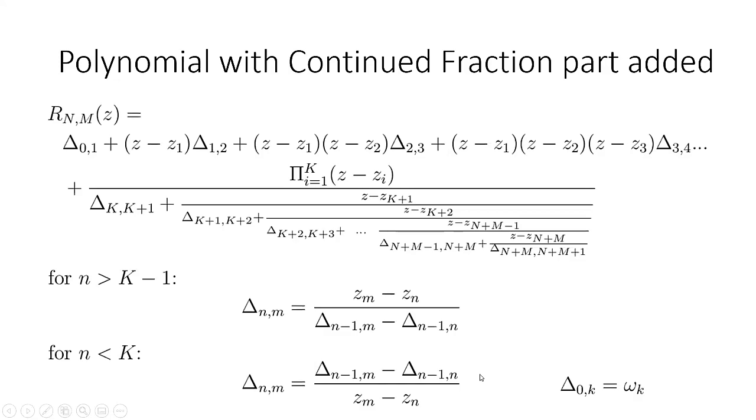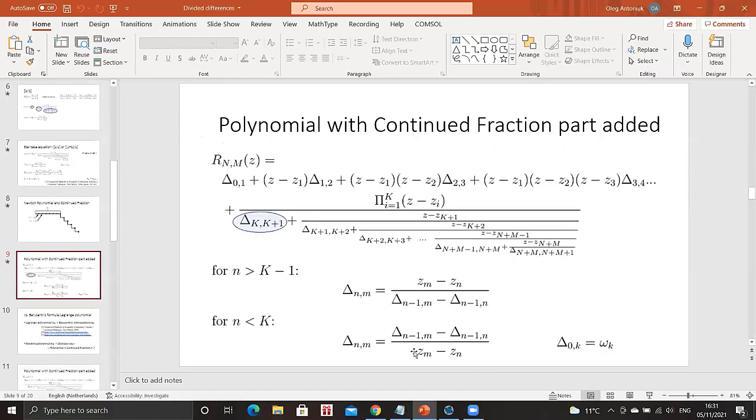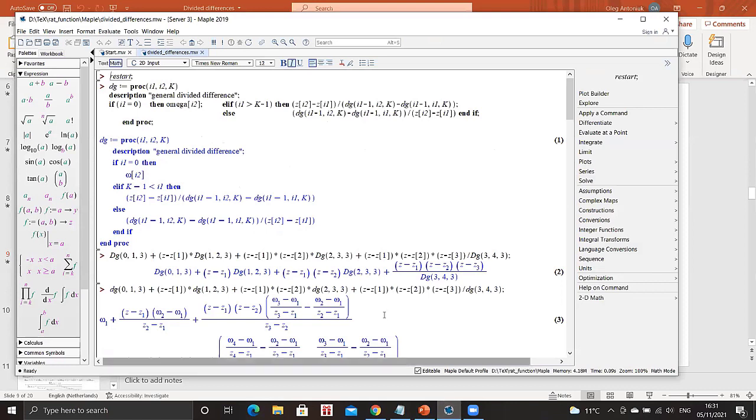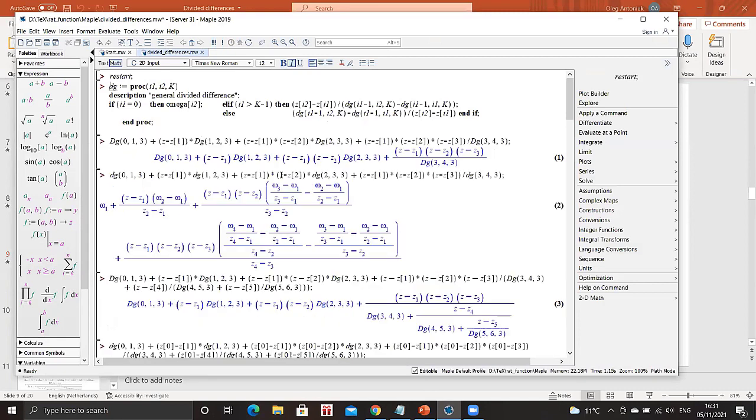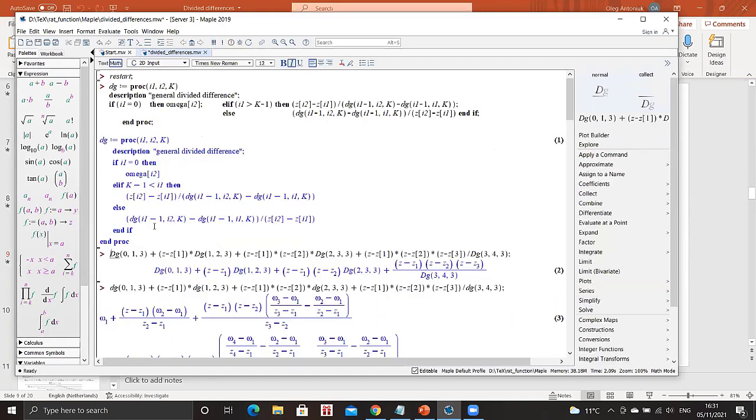Okay, so this is already complex enough. Let's program it in Maple and see what happens there. This is a worksheet that I created to demonstrate it. Now I just run a definition, exactly as stated in the slide. For the first index equal to 0, it takes the omega value. And for large orders of the divided difference, it's z1 minus z2 divided by the differences. And for the small values, it's the other way around.